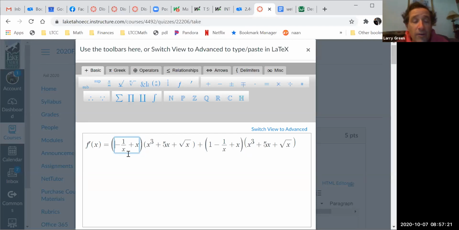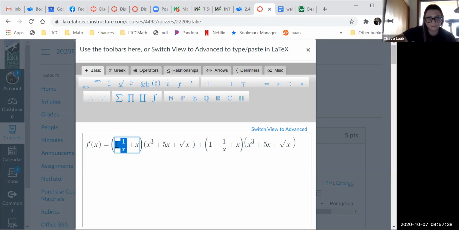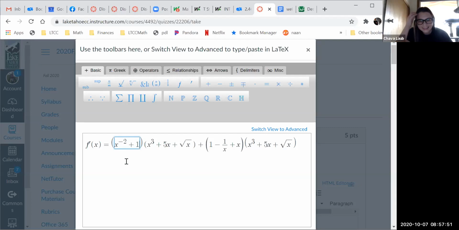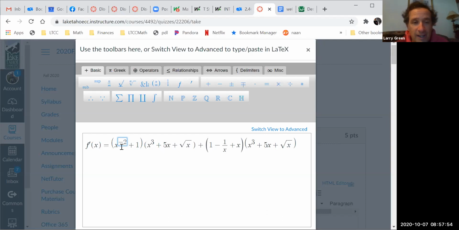All right, derivative of 1 over x. It's easier to write that as x to the negative 1. So what's the derivative of negative x to the negative 1? Use the power rule. 1 over x squared, or even easier, x to the negative 2. Easier to type. And then the derivative of x. That's easy, 1. Okay, so I just did the first part. We now have the first prime times the second. Now we're going to take the first times the derivative of the second.